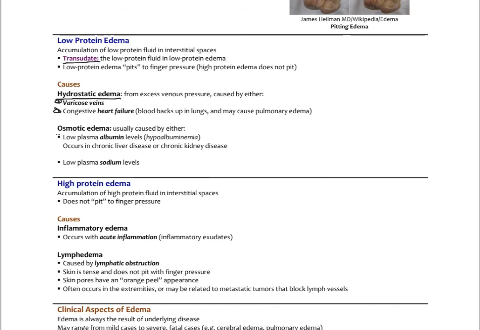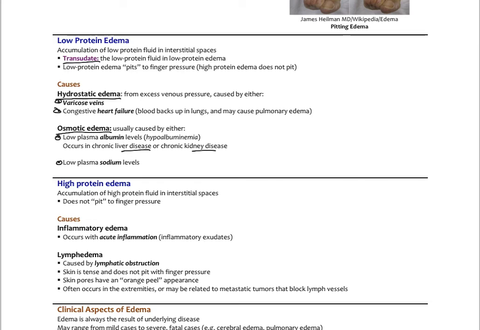And then the other would be osmotic edema, and that would be caused by either low albumin levels, such as in liver disease or chronic kidney disease, where you spill all the albumin in your urine, or having low levels of plasma sodium. So with pitting edema, I quickly go through these.